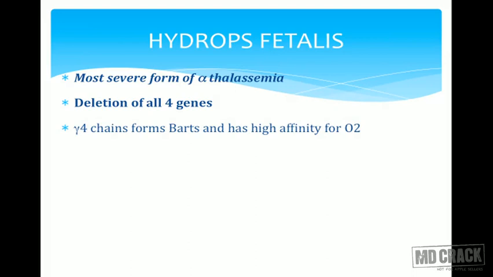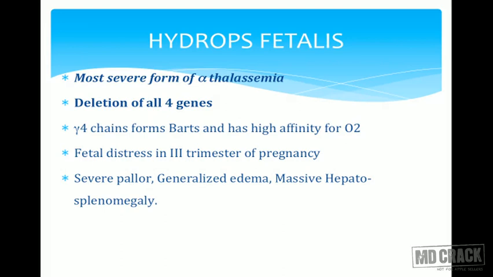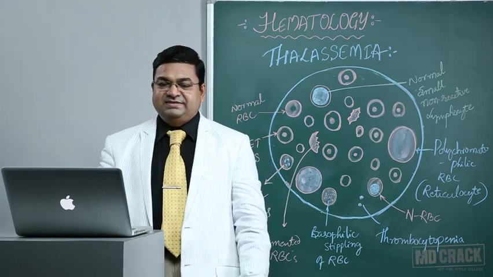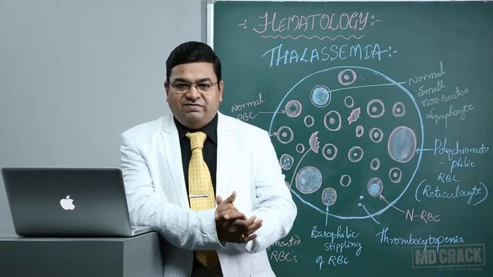Most of the time, if at all they survive, they are going to die within no time. These babies have 4 gamma chains that form the Barts, which has very high affinity for oxygen. Fetal distress occurs in the 3rd trimester of pregnancy itself, and the born babies have severe pallor, generalized edema, and massive hepatosplenomegaly, which is almost similar to erythroblastosis fetalis. So it is sometimes very difficult to differentiate hydrops fetalis of alpha thalassemia from erythroblastosis fetalis due to Rh blood incompatibility. Almost it appears the same. So that is the most severe form of alpha thalassemia.